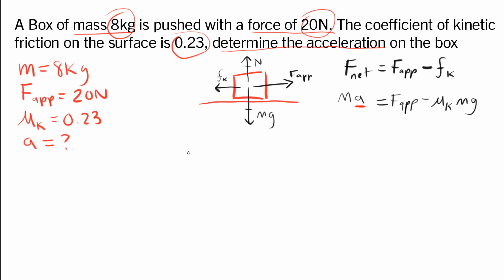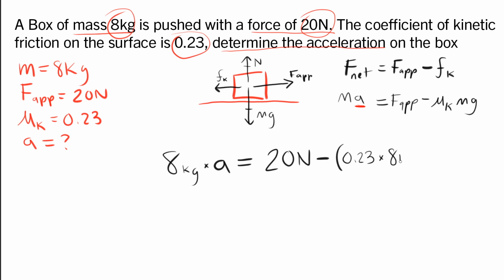Okay, well if that's the case, mass equals 8. So we've got 8 kg times acceleration is equal to, the force applied was 20 newtons, minus, I'm going to put this in parentheses to make it a little bit easier because we don't want to get our order of operations all messed up, 0.23 was our mu sub k, times the mass of the object, which is 8 kilograms again, times the acceleration due to gravity, g, which is 9.8 meters per second squared.